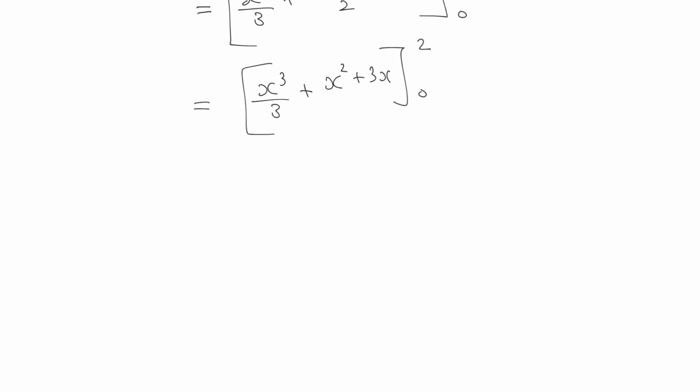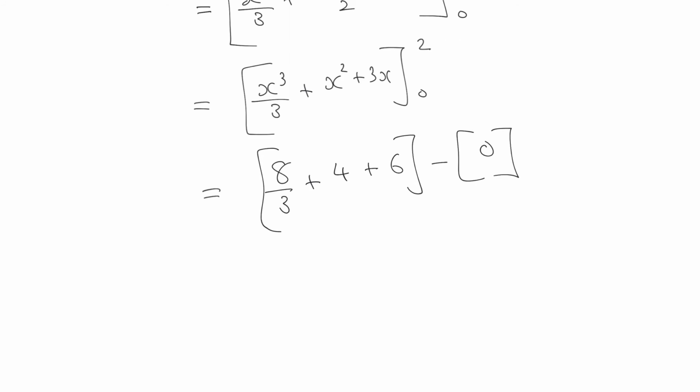So first we put the higher limit, that is 2 raised to 3, which we can take as 8, divided by 3, plus 2 raised to 2, which we can take as 4, plus 3 into 2, which is 6, minus, if we put 0, we are going to get the answer as 0. So our final answer is equal to 38 divided by 3.